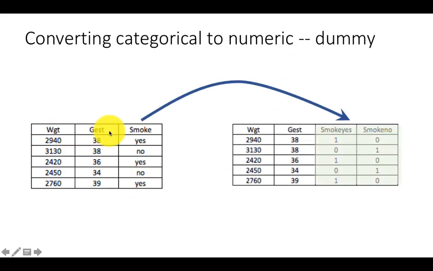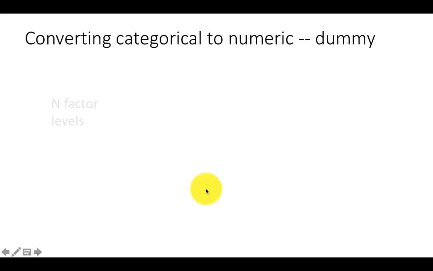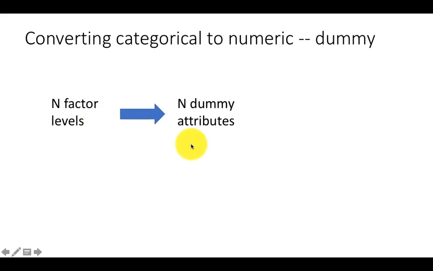You've got weight, gestation, smoke, and smoke has values yes and no, so our data set is going to end up with two additional columns, smoke yes and smoke no. As we already discussed, we're going to use only one of these two columns because using both of them would be redundant. In fact, in linear regression, if you use both of them, the system is going to promptly tell you that it cannot perform the regression. If we have n factor levels, we create n dummy attributes, and we use only n minus 1 of these.